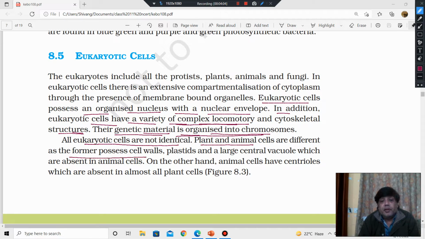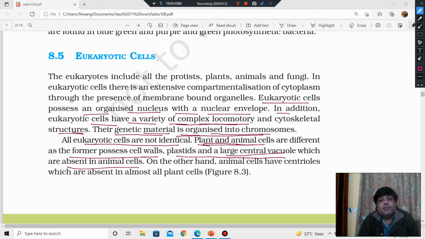As the former possess cell wall, the outer delimiting boundary of a plant cell is a rigid cell wall, whereas in case of animal cell, the outermost delimiting boundary is the plasma membrane, the cell membrane. Animal cell is not bound by cell wall. Cell wall is absent in case of animal cell. So there is a difference between plant cell and animal cell. Plastids and large central vacuole are absent in animal cell, and in case of plant cell you will find the presence of a large central vacuole.